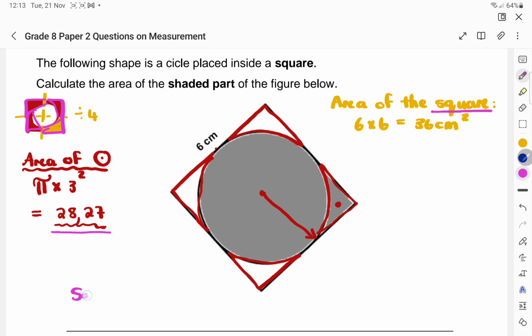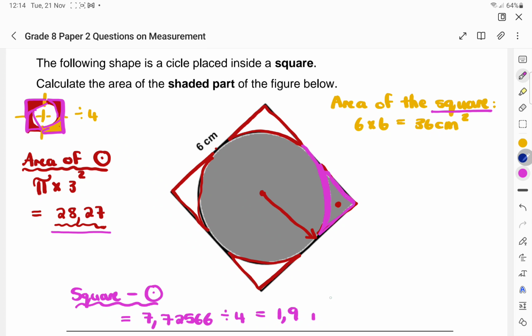Okay, so the area of the square minus the area of the circle will give you, I just want to place it into my calculator, which will give you 7.72566. Okay, but now we just want one of them. You see, just one of them is shaded. So I'm going to divide my answer by 4 before I round off, which gives you 1.9 centimeters squared if you round it off.